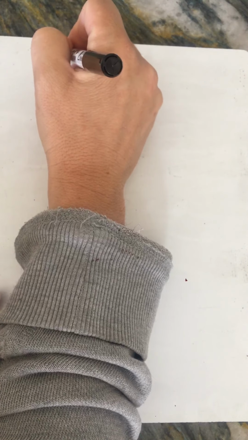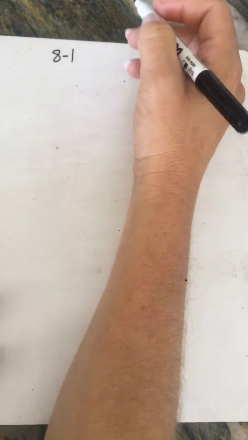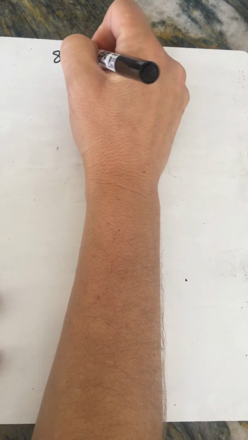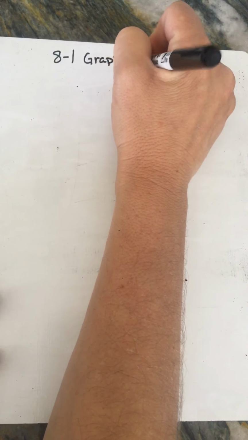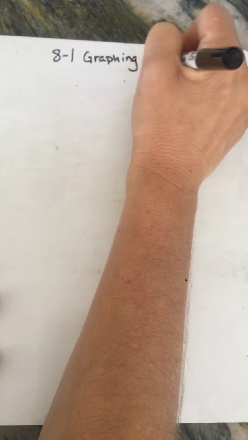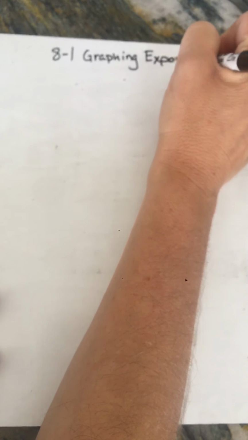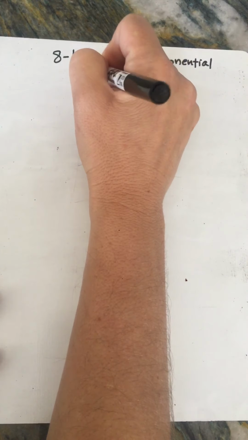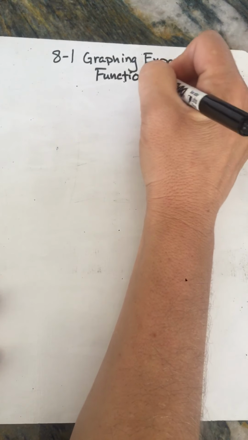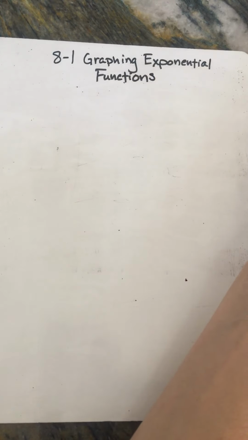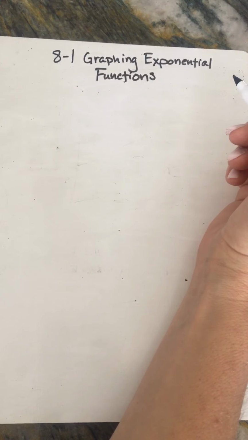Okay, so we're going to chapter 8, and that's where we will end the school year, actually. So let's start 8.1. We're going to be graphing exponential functions. And this shouldn't be too tough because in the beginning of the year, the exponential function was one of the parent functions that you needed to memorize.